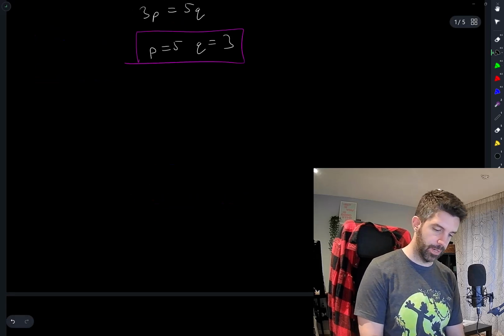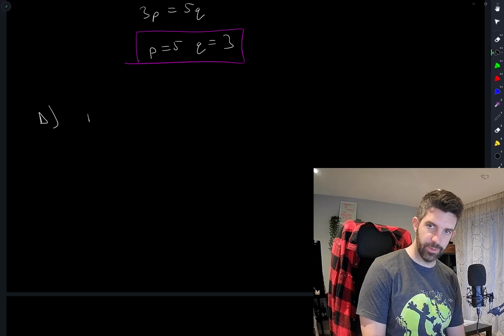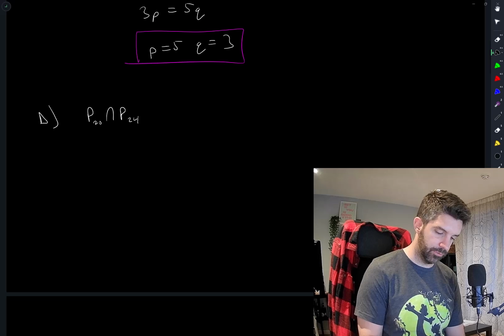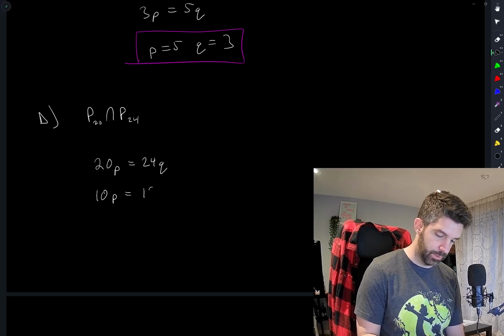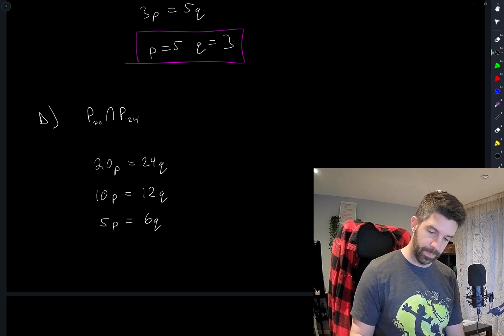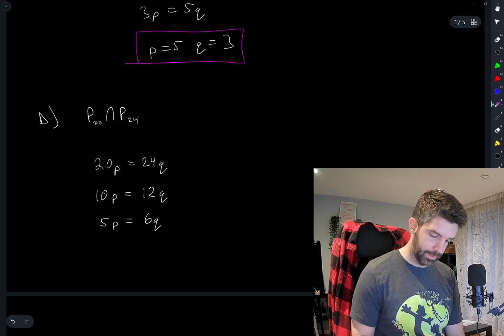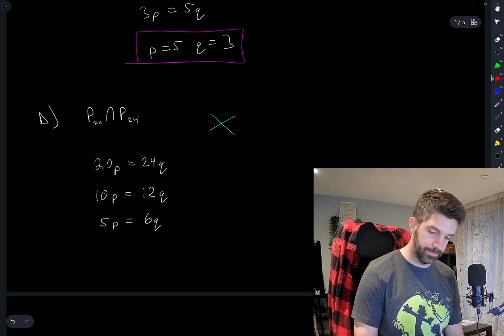Just for fun, I'm going to go through some of the other sets here. P20 intersect P24. This implies we need 20p to be equal to 24q. So we have 10p is equal to 12q. 5p is equal to 6q. And this is clearly not possible for two primes, p and q, right? P will have to be even and greater than 2. So not possible.